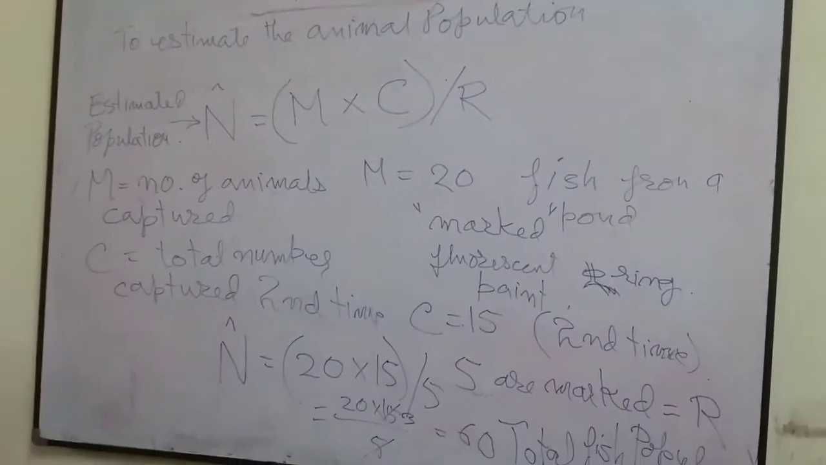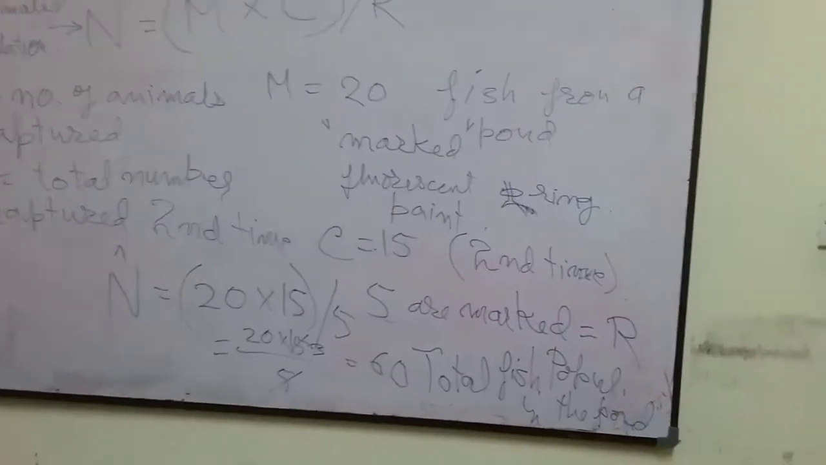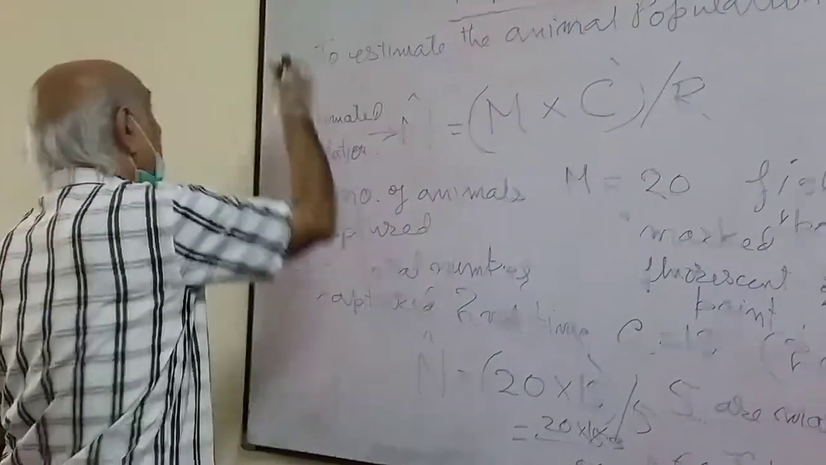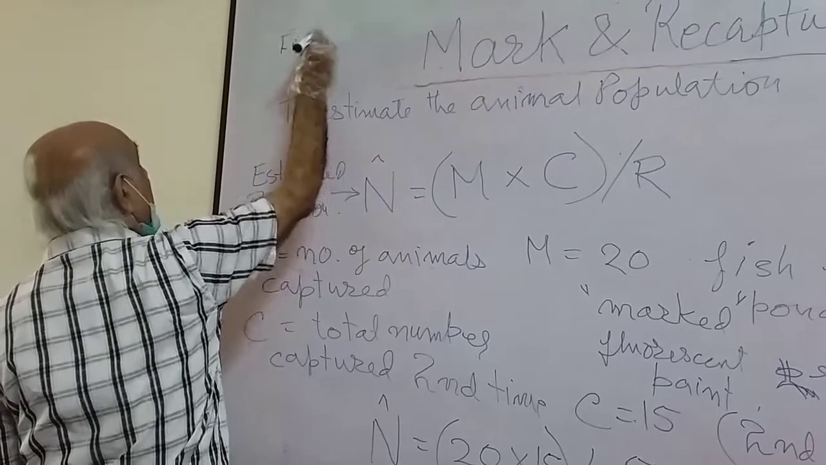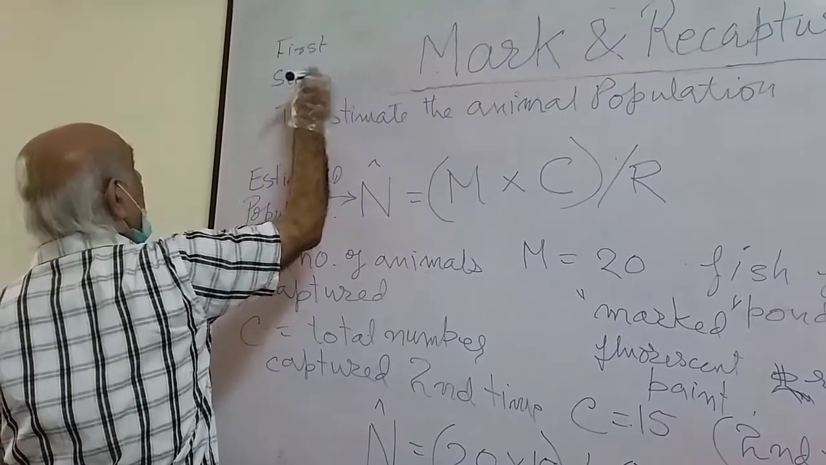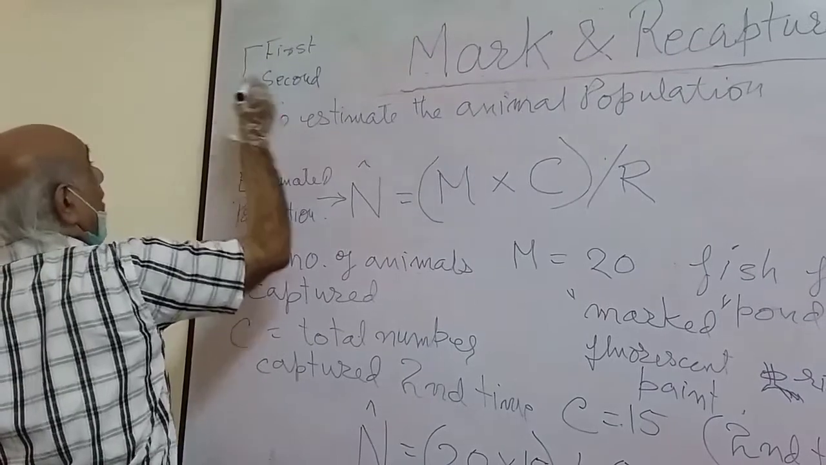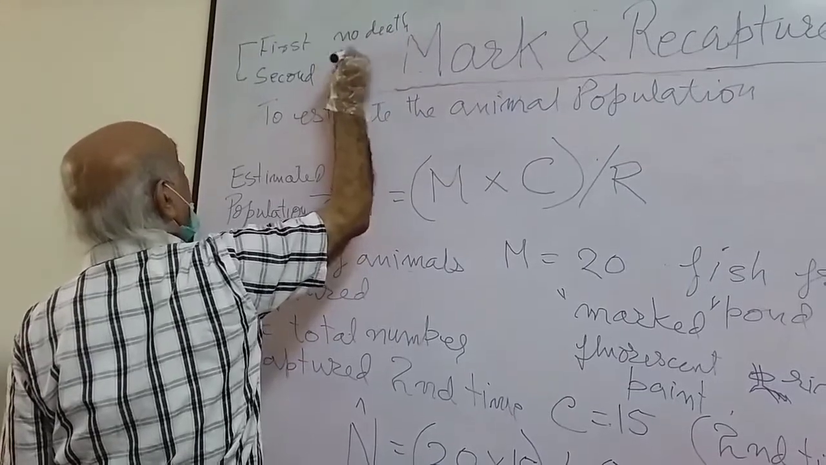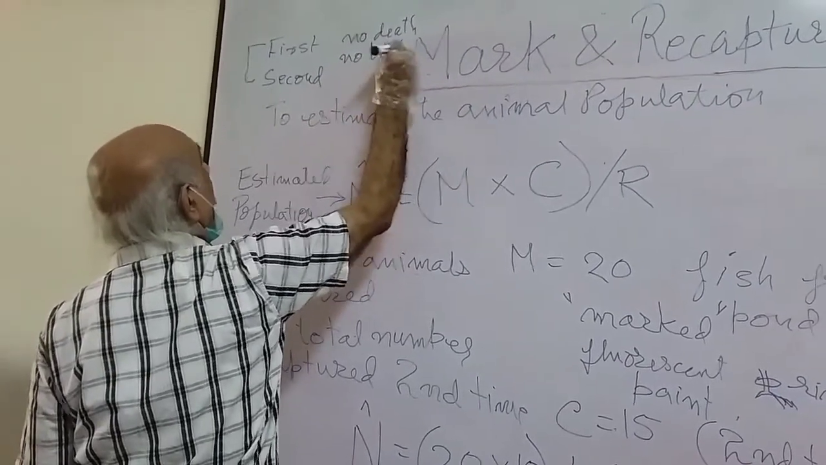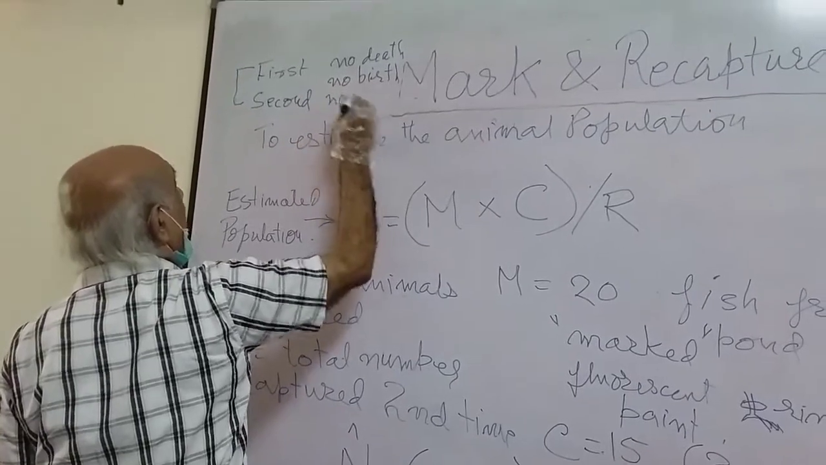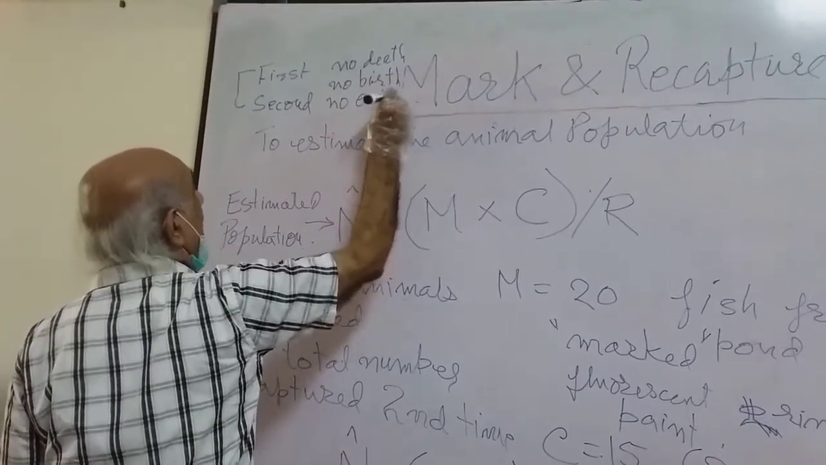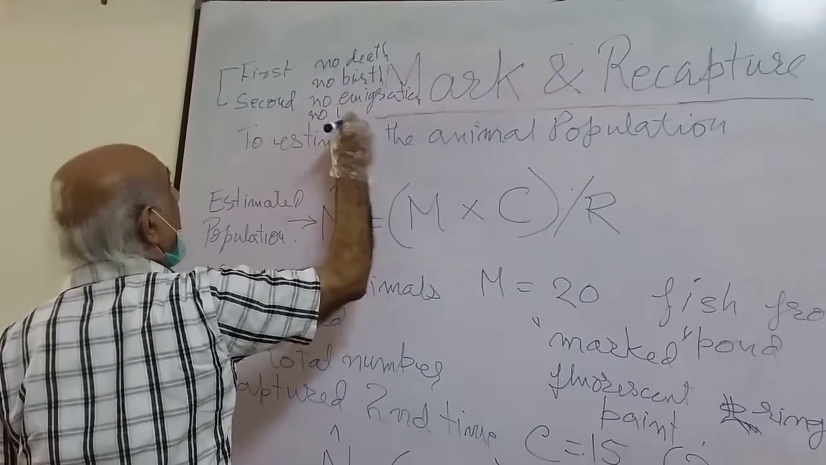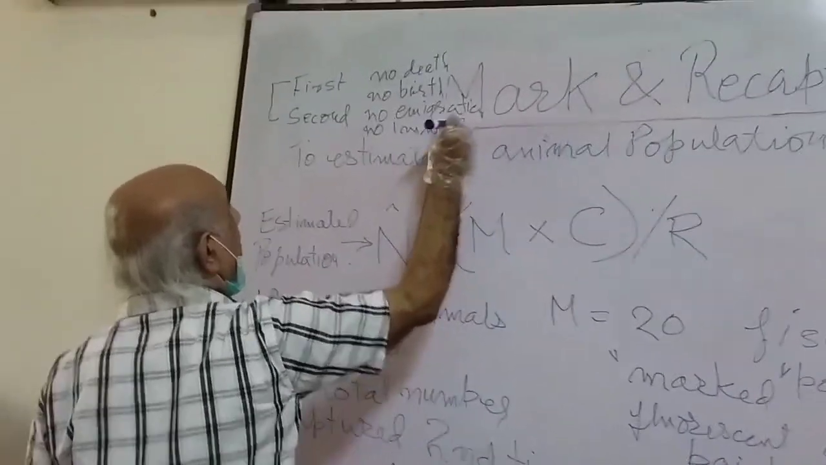So that is called the mark and recapture method. This method assumes that during the first and second period of capturing, during this interval there is no death, no birth, no emigration, that is animals going out of the population, and no immigration. These are the 4 assumptions.